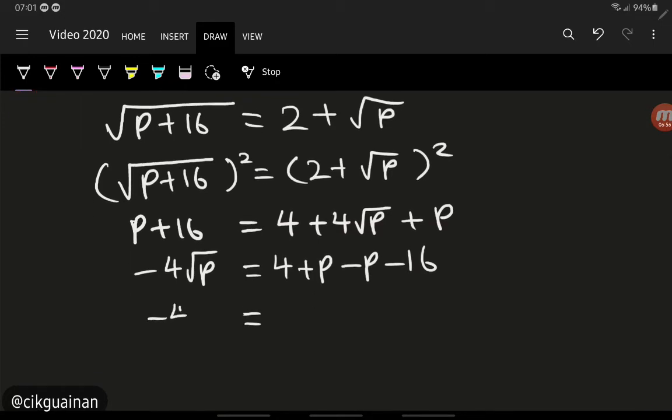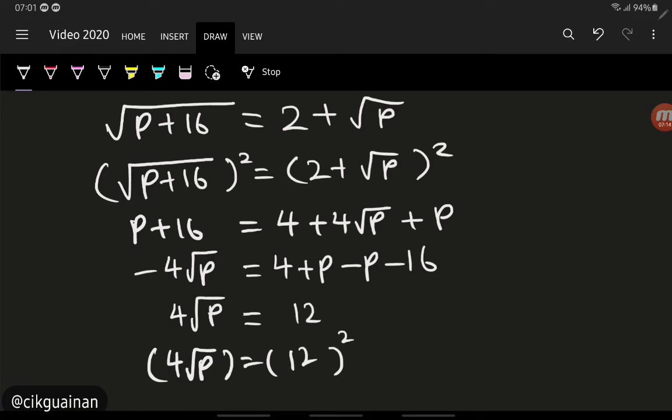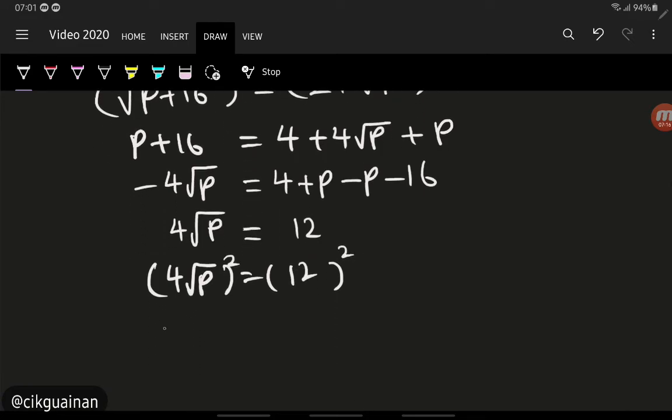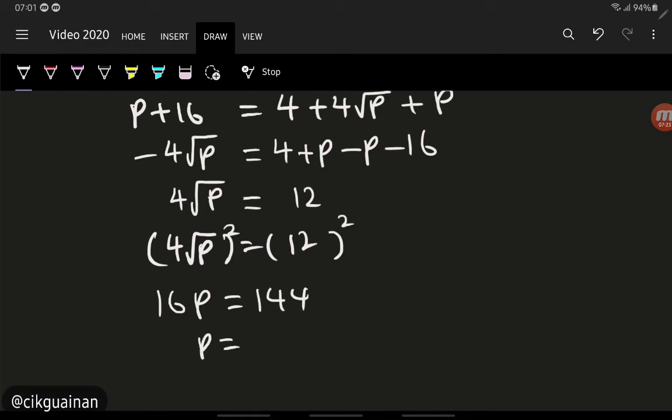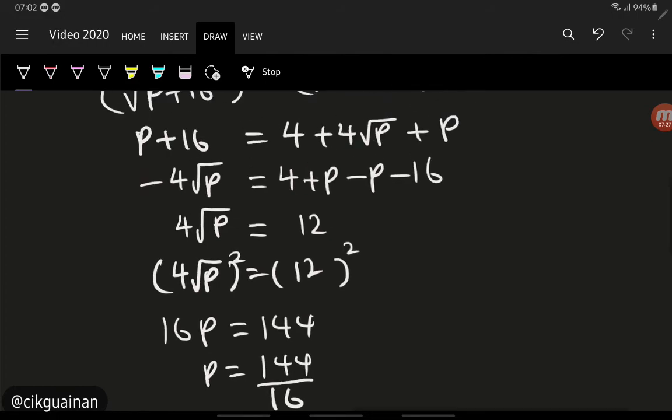We have minus 4 square root of p. 4 minus 16 is minus 12, right? P minus p is 0. Correct. And then we can lose the negative, easier. Now we square both sides for the second time. Oh, sorry, square. Now we have 16p equals 144. And then we have p equals 144 over 16.